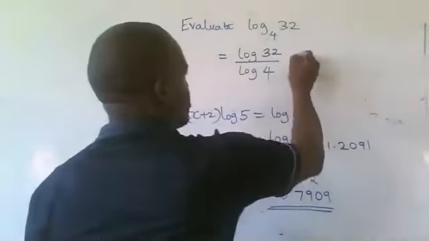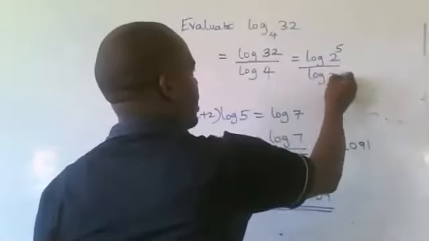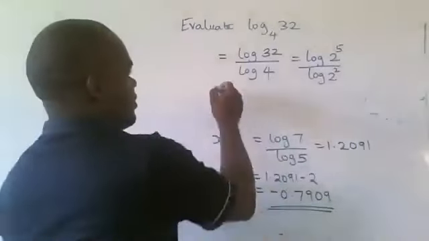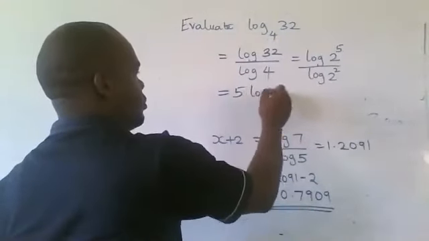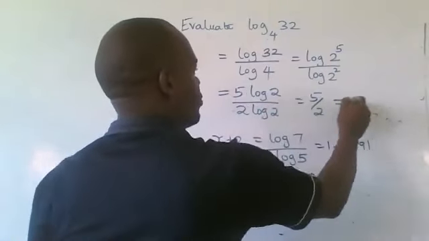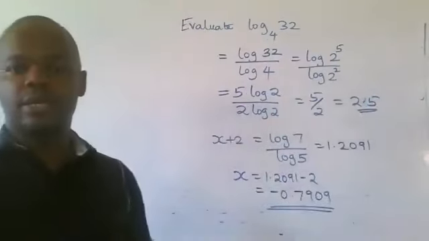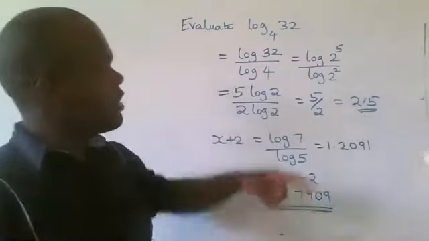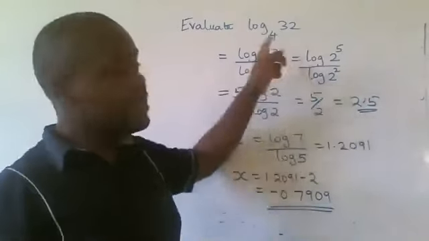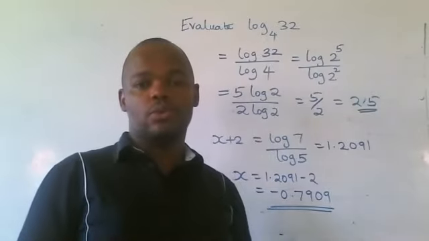What is log 32? Log 32 is log 2 power 5, and log 4 is log 2 power 2. This is the same as 5 log 2 over 2 log 2, and this is 5 over 2, which is 2.5. This is in agreement with what we had said earlier, that if you take 4 power 2.5, it will give you 32.